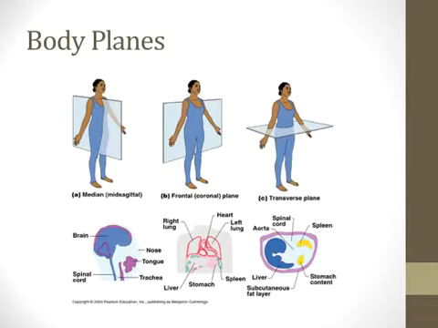There are 3 ways to section the body. Each direction of section is called a body plane. Median or mid-sagittal cuts the body in half, separating the arms left from right. The frontal or coronal plane sections the body so that the arms are cut anterior from posterior. The transverse plane is parallel with the ground, sectioning the body inferior from superior.